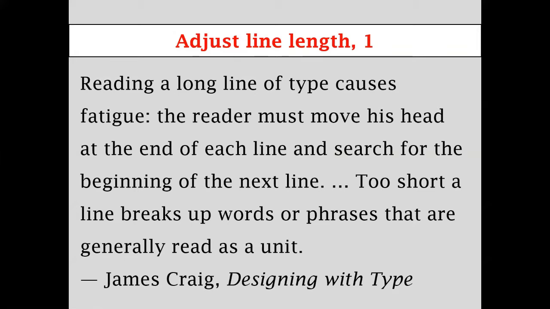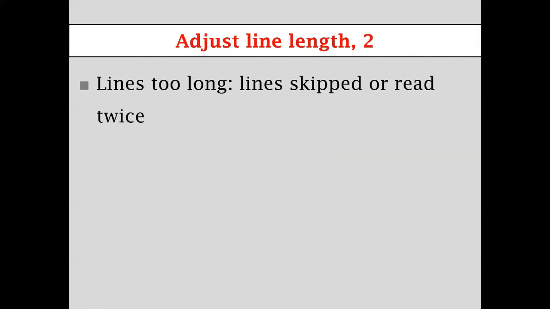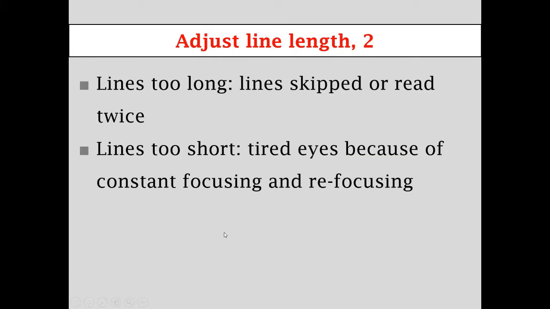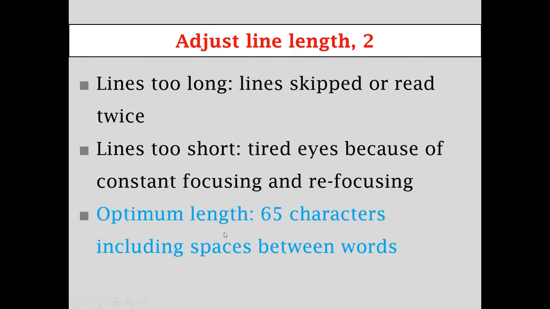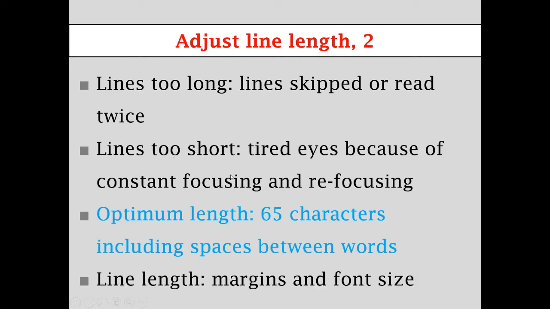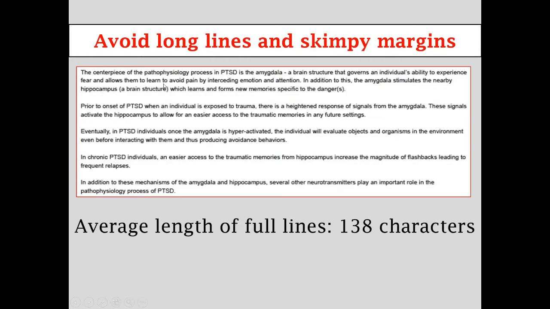Now, line. How long is the line of type that you're reading? That is crucial. The lines shouldn't be too long and they shouldn't be too short either. Because this is what happens if lines are too long. This is what happens if lines are too short. So a sweet spot is about 65 characters, including spaces. It's not cast in stone, but a rough idea. Here you see, I was editing this document. Average line length is 138 characters. Not many people are going to be happy reading that.